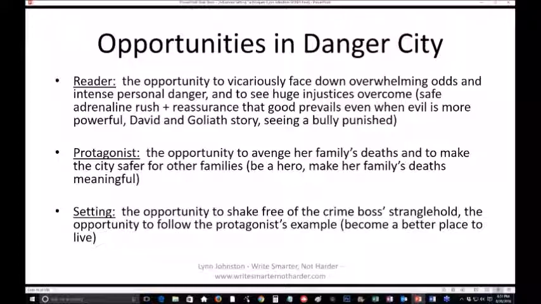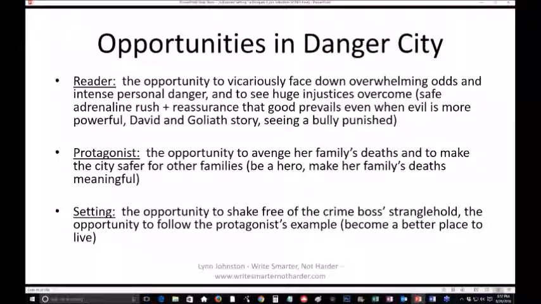It's going to be a David and Goliath story, and the reader is going to have that experience of seeing a bully punished. And all four of those things are very intense emotional experiences for people, and the reader is going to get that just by reading the story, if we do it right.